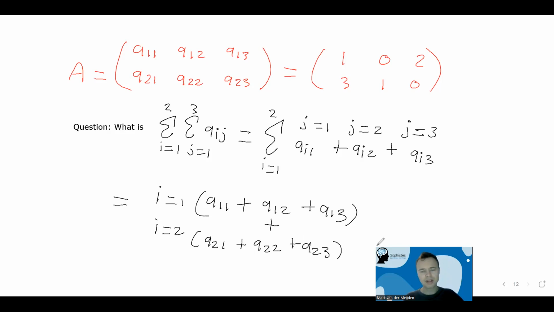Do you guys agree that this is what they're basically asking? If they say, what is this summation? They're literally asking to add all the elements of the table. Do you guys agree with that? Yeah. And that's what I want to show you, because this is a really typical situation. So if you ever want to add all the elements from a table, you can use a double summation. That's the insight here. So what's the answer? 1 plus 0 plus 2 plus 3 plus 1 plus 0. So if I add those 6 numbers together, what do I get?